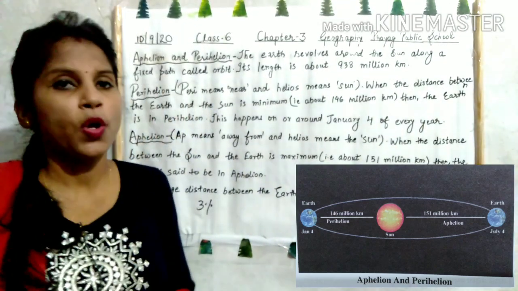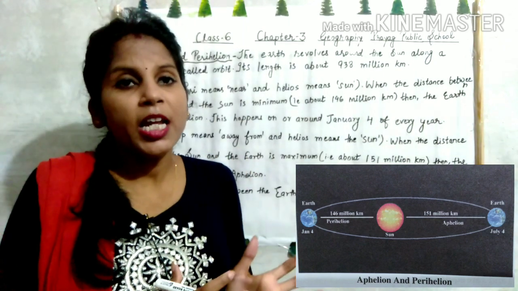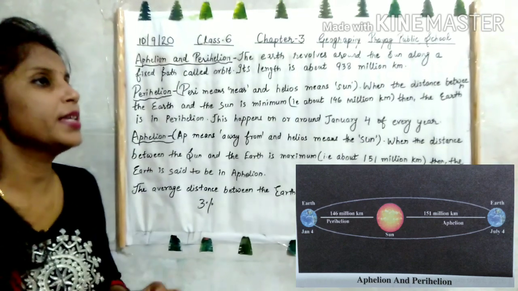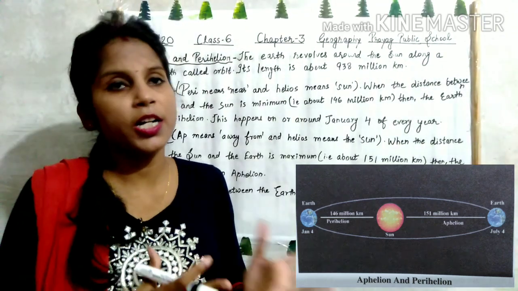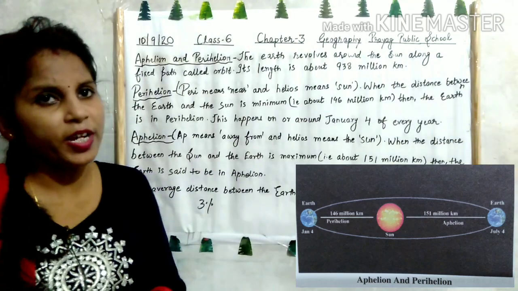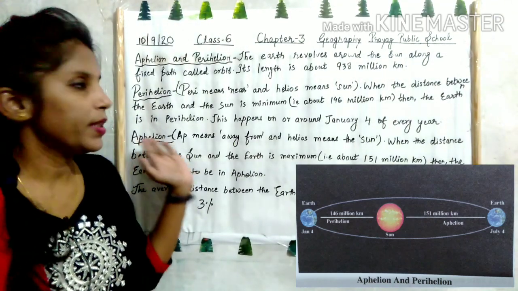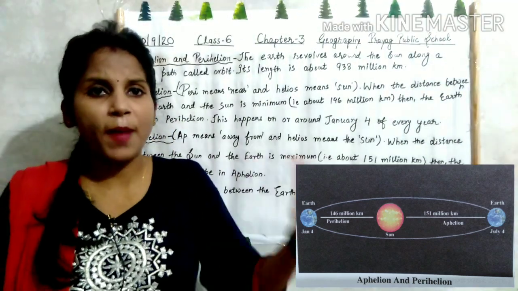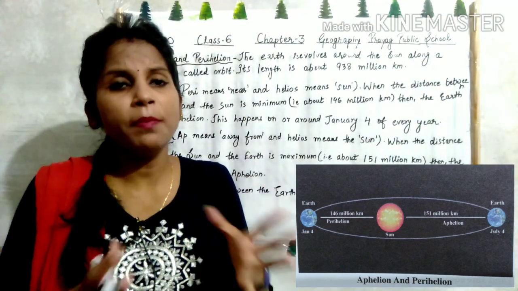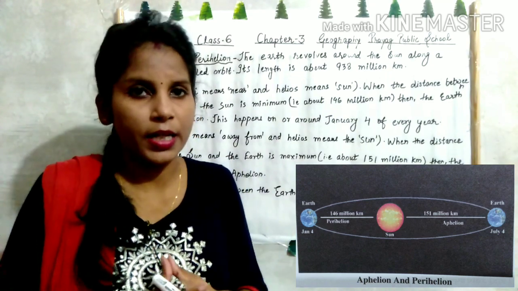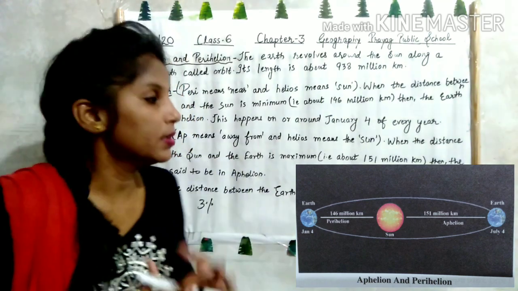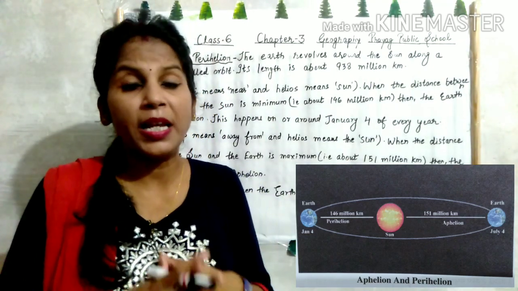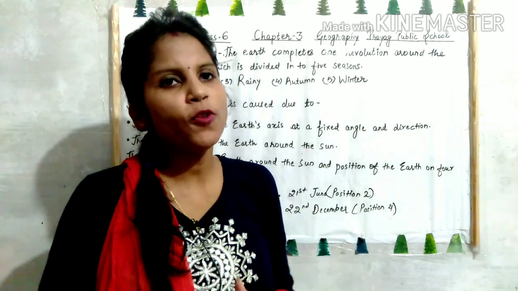ठीक है? So what is perihelion? When the distance between the earth and the sun is minimum. ठीक है? It occurs on January 4 of every year. ठीक? And when the distance between the earth and the sun is maximum, सबसे ज्यादा होता है, उसे हम aphelion कहेंगे. Okay, and the average distance between the earth and the sun is about 148.5 million kilometers.